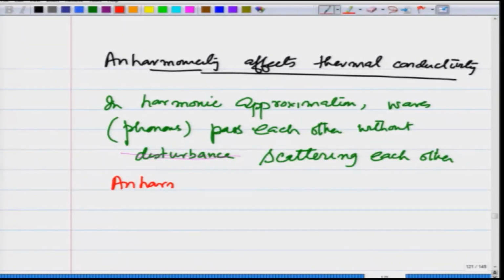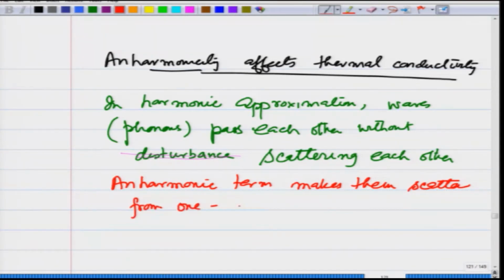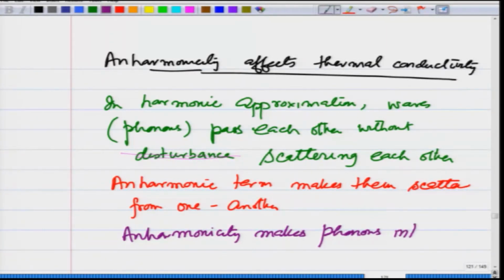What anharmonicity does, the anharmonic term, and this I am not proving, I am just saying it, makes them scatter from one another. Why? Because you can think of anharmonicity as something that makes phonons interact, not just interfere, but interact with each other, and when they interact they scatter each other.